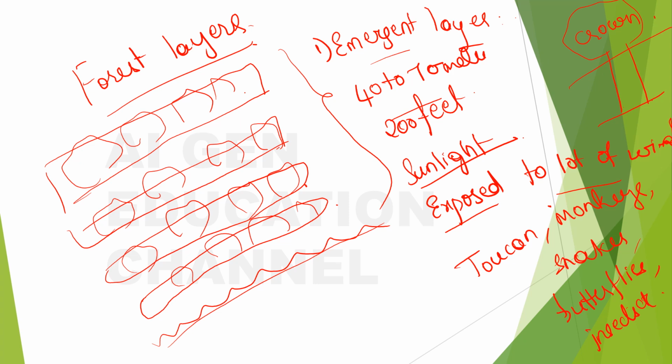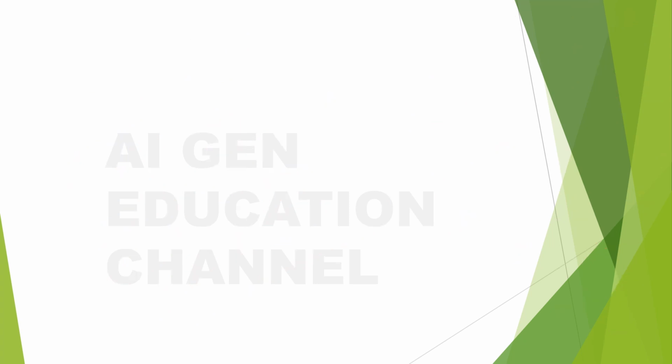Okay, next, the next layer, the second layer. So we are done with this layer. This is the emergent layer, right? So next we will come to the next layer. What is this layer called? Canopy. What is it? Canopy.